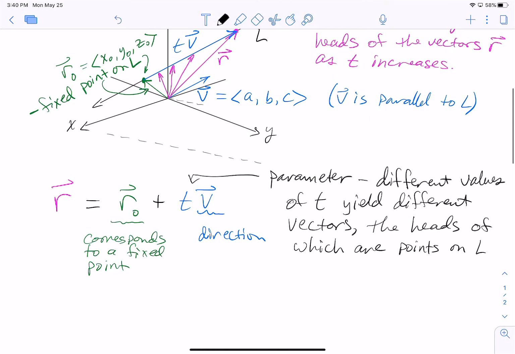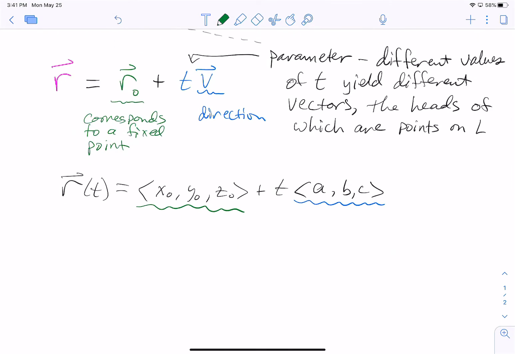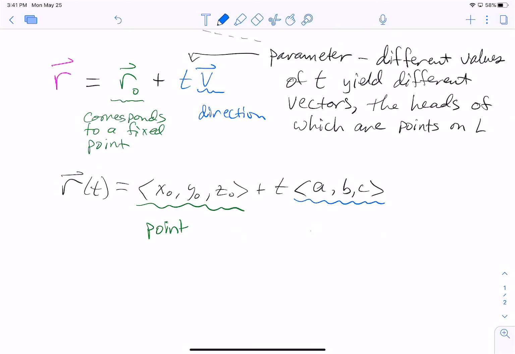Using the values that we've already written, we can say that R of T then is equal to the vector x naught, y naught, z naught plus T times the vector ABC, where R is a vector function. X naught, y naught, and z naught correspond to a fixed point on the line L. T is the parameter, and ABC is the direction vector that we called V. And even though x naught, y naught, z naught is a vector, it's actually giving us a point on the line. ABC is giving us a direction.